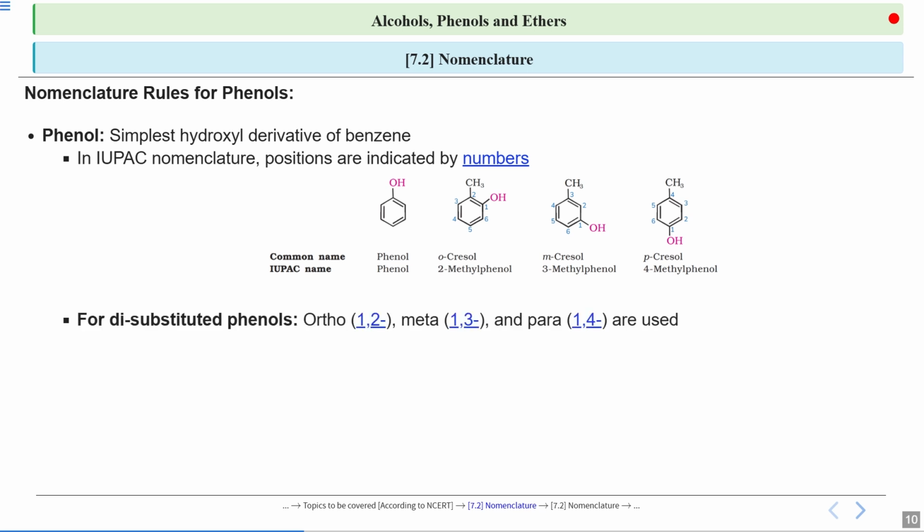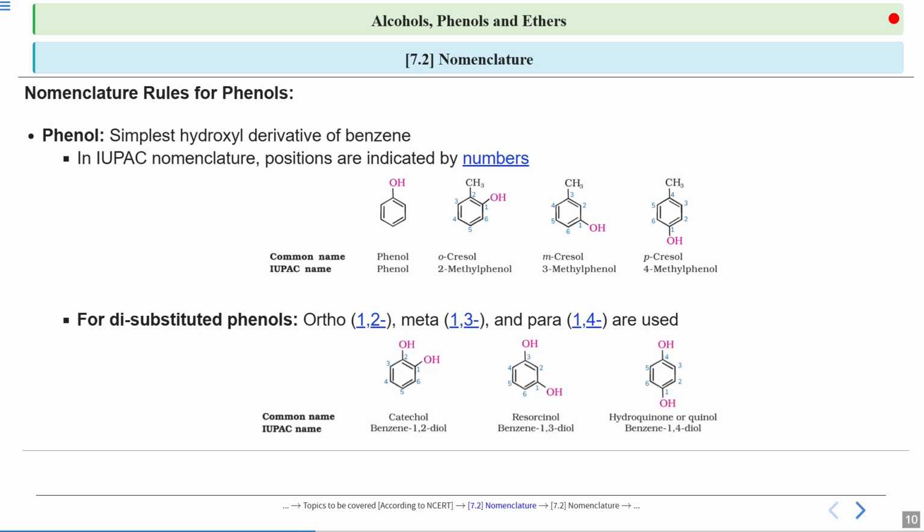Let's take the case of di-substituted phenols. What does di-substituted mean? It means two substituents are present in the benzene ring. In that case, we use the words ortho, meta and para for labeling or indicating the positions of the substituents. Ortho is specifically used for 1 and 2 positions at which the substituents are present. Meta for 1 and 3 positions. Para for 1 and 4 positions.